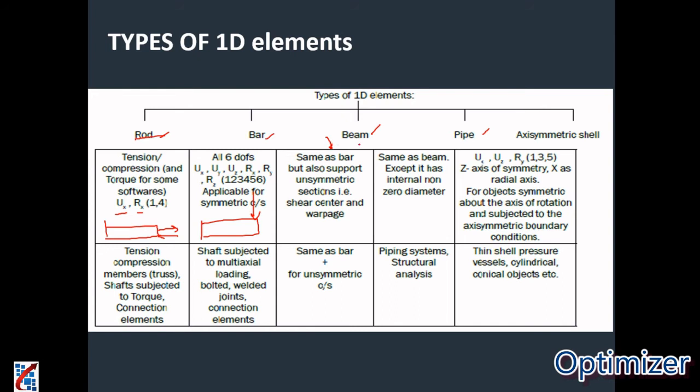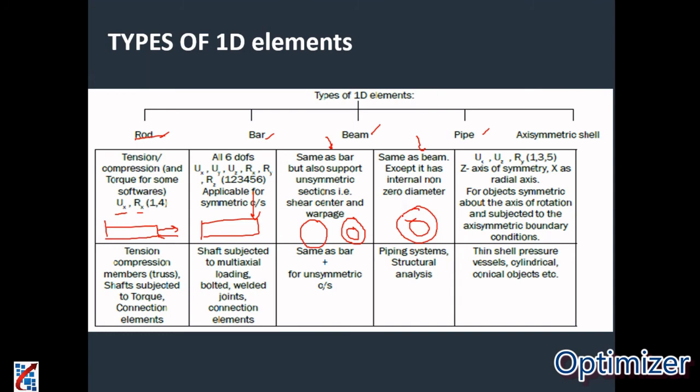Let us move to the next, that is pipe. It is the same as the beam element except that an internal non-zero diameter is there. For example, in a beam element you can use a cross section like this, and also a section like this, that is a solid section, you can solve with a beam element. But pipe elements are only applicable for non-zero internal diameter, that means only hollow structures you can solve with the help of a pipe element. There are different applications, again piping systems and structural analysis, where you can use the pipe element.